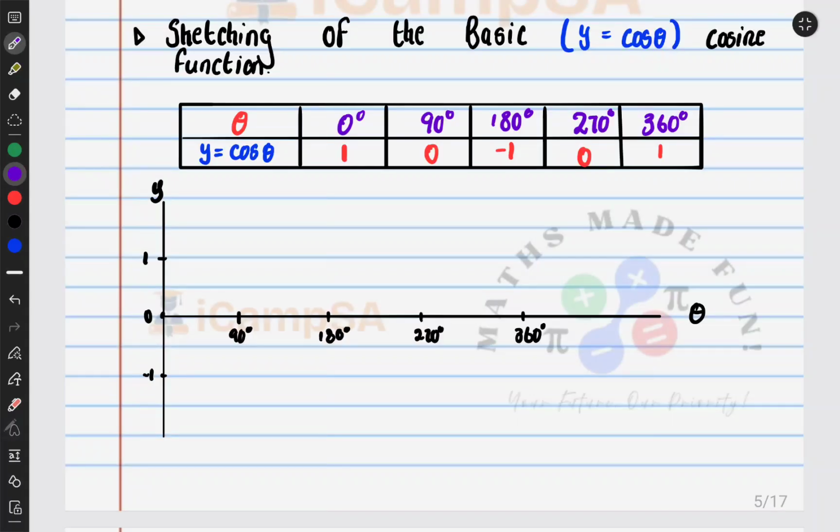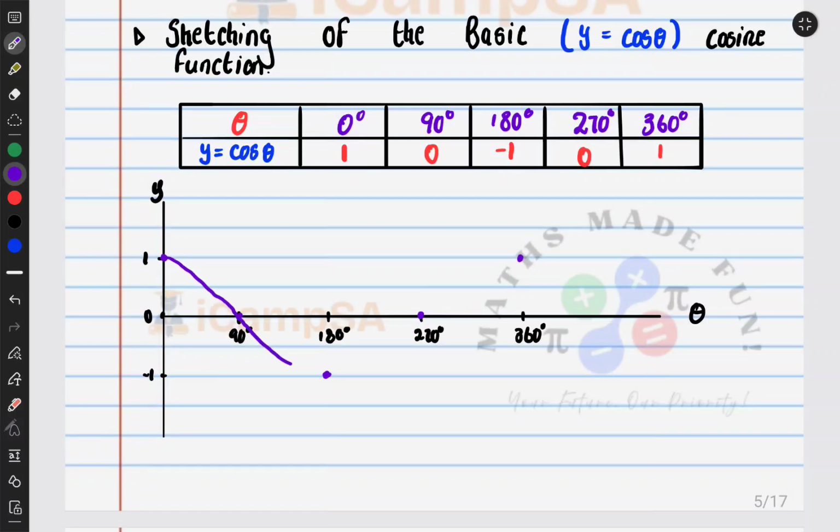Let's plot our function. Where theta is 0, our corresponding y coordinate is gonna be 1. So we're gonna have a point there. And then when theta is 90 degrees, y is 0. When theta is 180, y is -1. When theta is 270, y is 0. When theta is 360, y is 1. Okay, then once we are here, we can actually join our points to form a smooth curve.